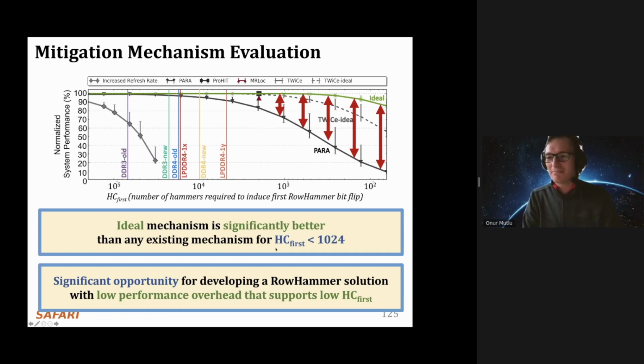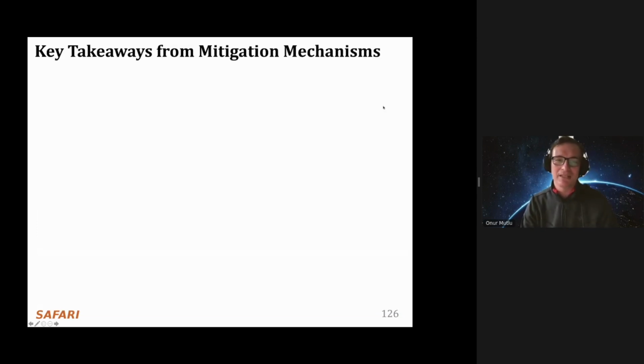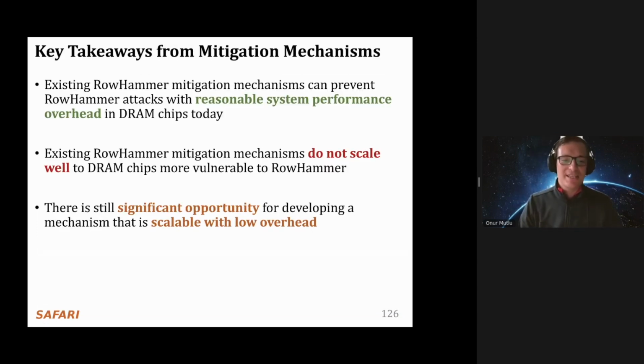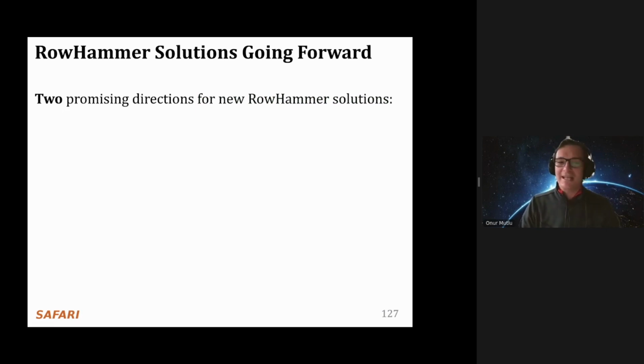So basically, the future looks bleak, but we have a lot of hope because the ideal mechanism is actually quite good. So we just need to approximate the ideal in the mechanisms that we develop. Okay, so basically, I've already said all of this. We need a low overhead and scalable mechanism.